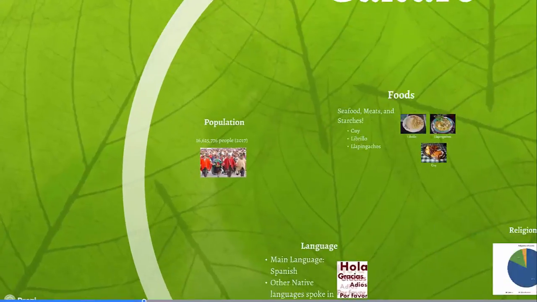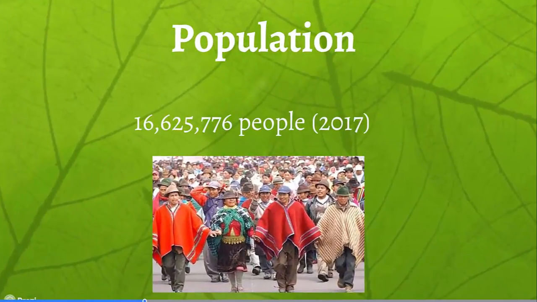Culture. As of earlier this year, the population of Ecuador is just over 16 million people, which is 3 million fewer than the population of New York State. Ecuador is the 67th most populous country in the world.